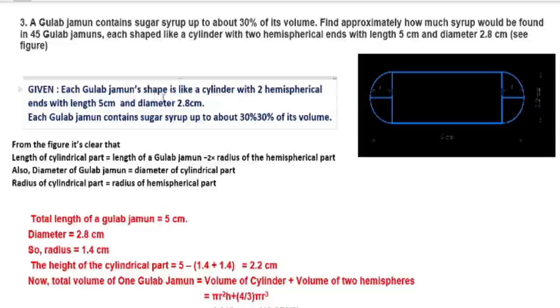Given each gulab jamun is shaped like a cylinder with two hemispherical ends with length 5 cm and diameter 2.8 cm. So here the diameter is 2.8 cm. So you can write the radius is 2.8 by 2, that is 1.4 cm. And the total length is 5 cm. And each gulab jamun contains sugar syrup up to about 30% of its volume.